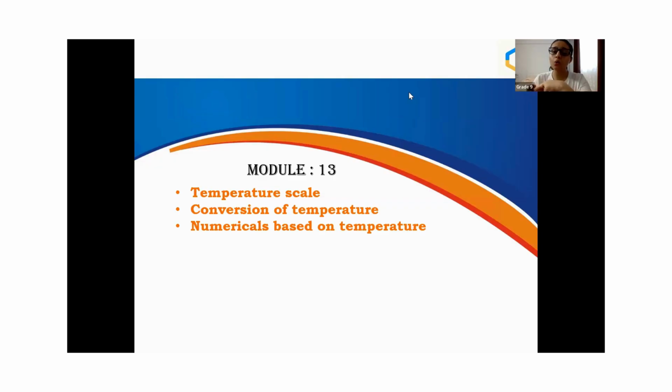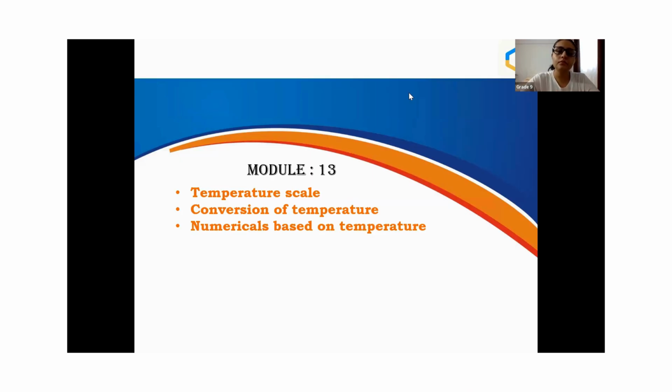Can anyone tell me how we can measure temperature? What is the SI unit of temperature? How many scales are there which can help us to measure temperature? If anybody knows this, please write in the chat box.